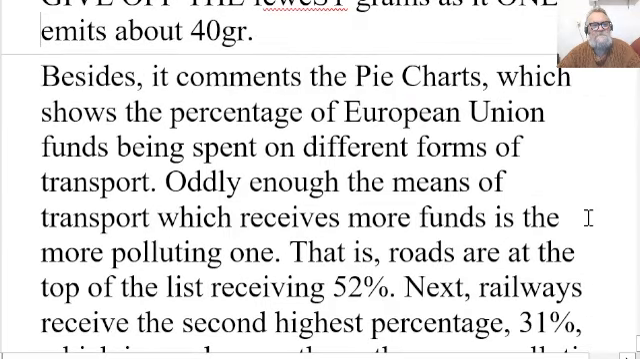Besides it comments the pie charts, which shows the percentage of European Union funds being spent on different forms of transport. Wow, this one's a bit at sea.